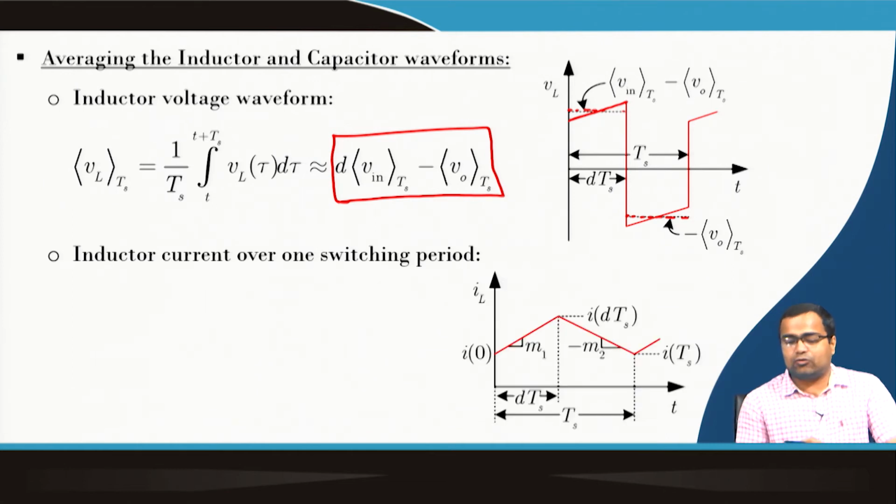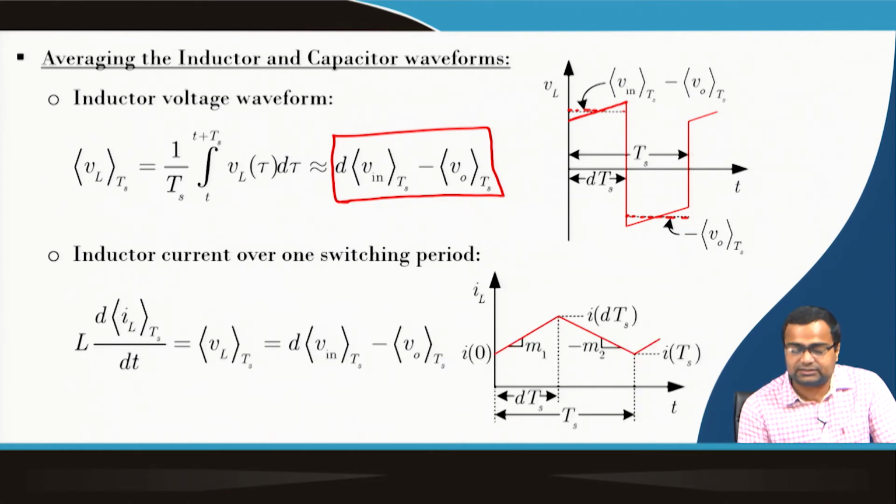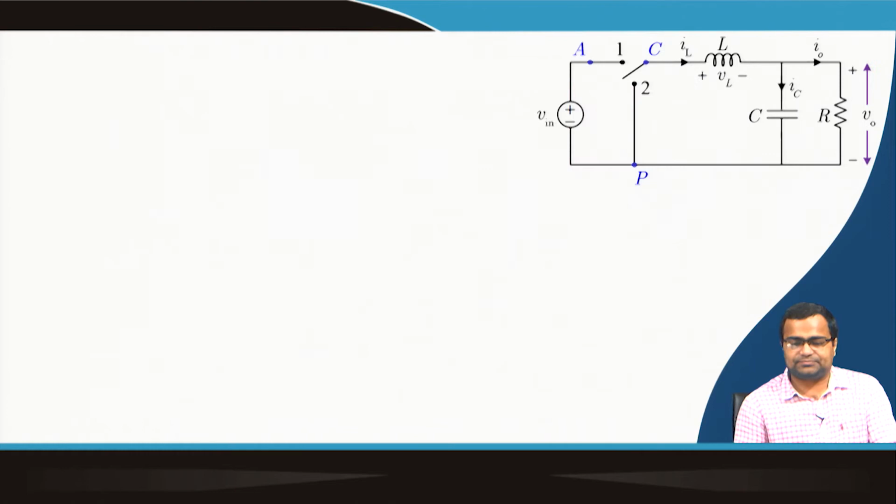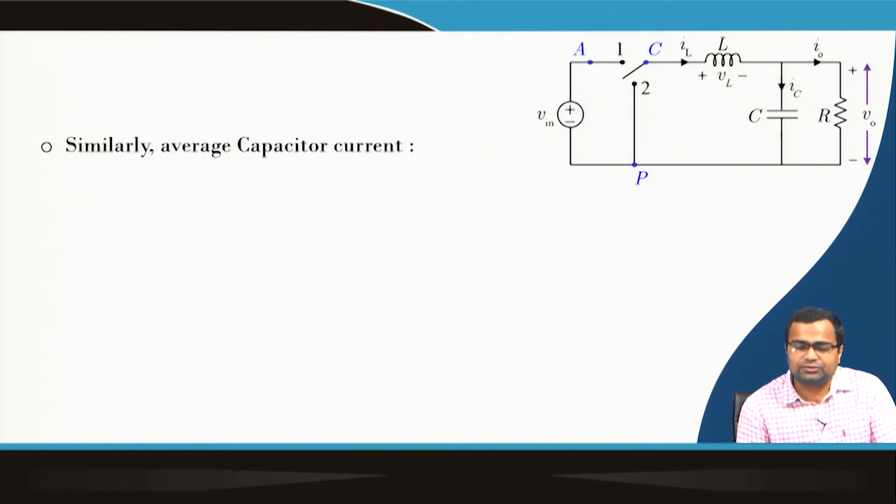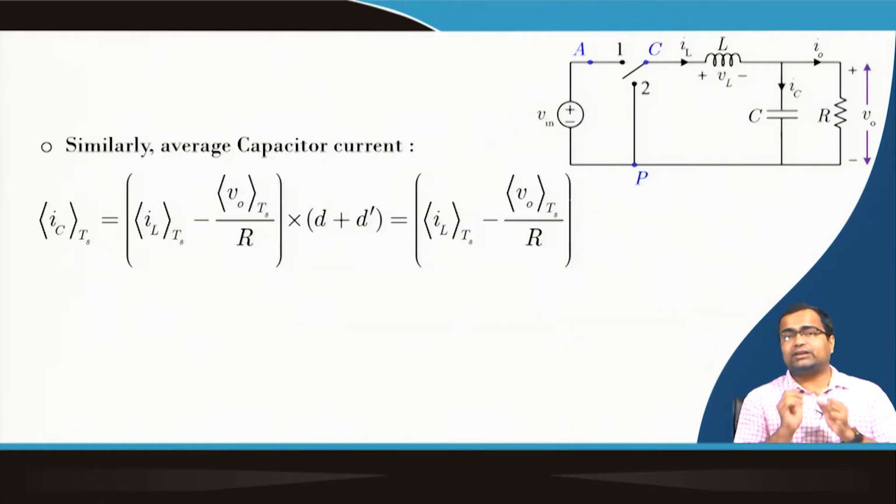Similarly, for the inductor current over one cycle, we can take the average value, and we are talking about this average inductor current dynamics. One switching cycle can be represented by this. Then what we will do? The average capacitor current also we can obtain.